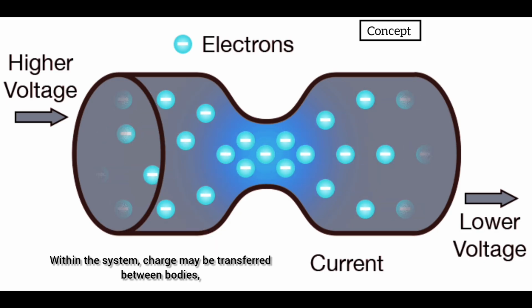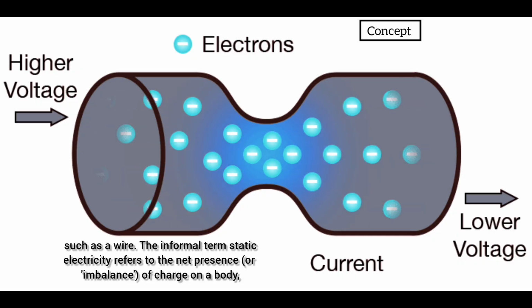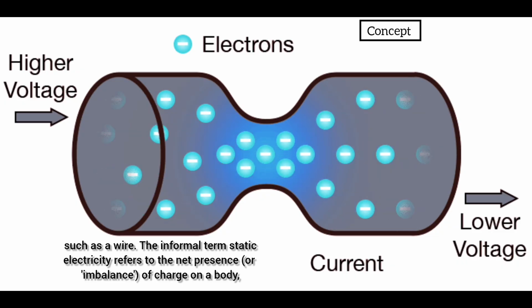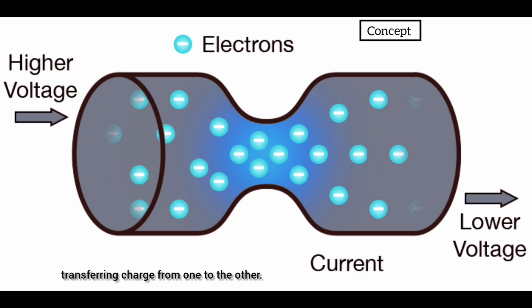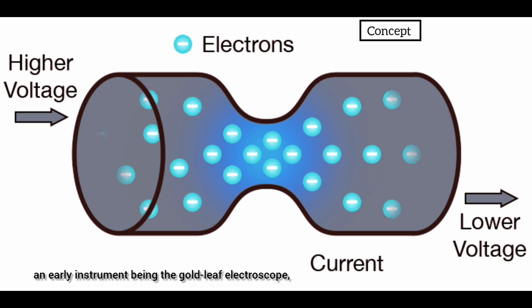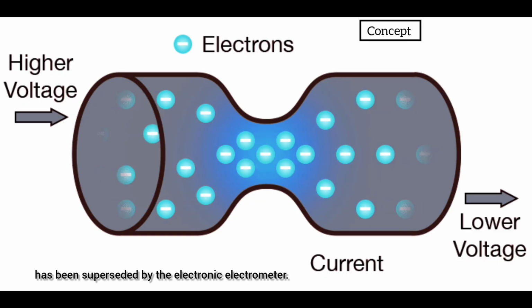Within the system, charge may be transferred between bodies, either by direct contact or by passing along a conducting material, such as a wire. The informal term static electricity refers to the net presence or imbalance of charge on a body, usually caused when dissimilar materials are rubbed together, transferring charge from one to the other. Charge can be measured by a number of means, an early instrument being the gold leaf electroscope, which, although still in use for classroom demonstrations, has been superseded by the electronic electrometer.